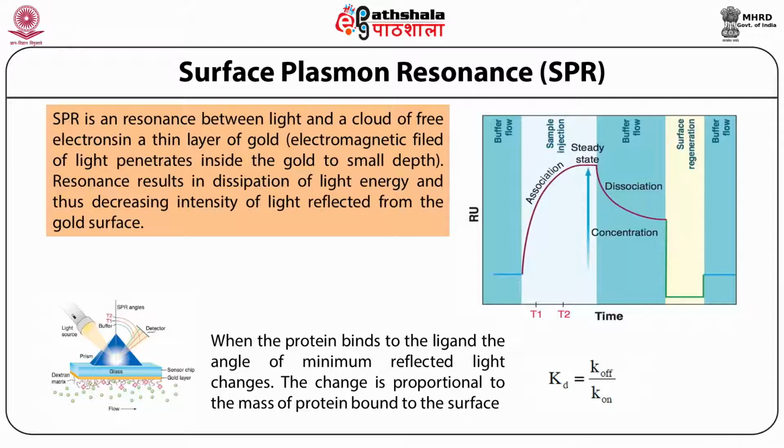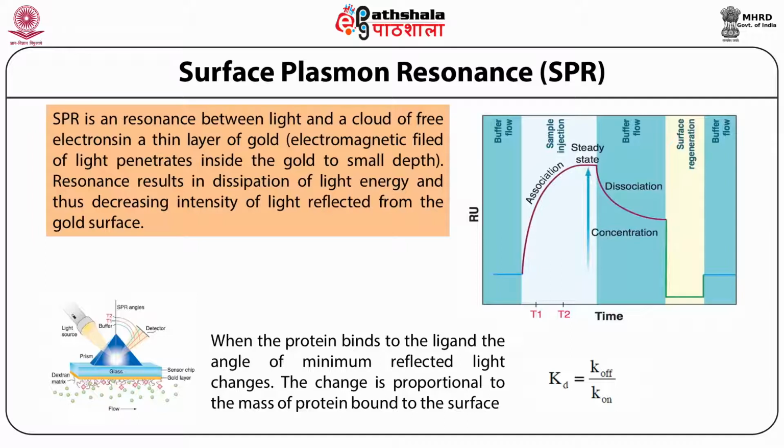So you can see here the sensorgram of the SPR, where the time is on the x-axis and the response unit is on the y-axis. And in the plot there is no response when only buffer is flowed, but once the sample is injected and if association occurs, you will get an immediate increase in the response, and the time for the steady state shows how strongly this complexation occurs.